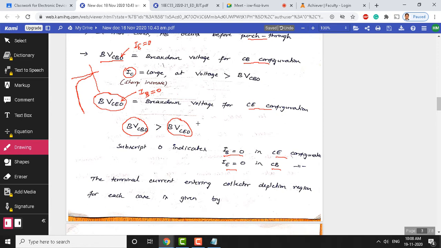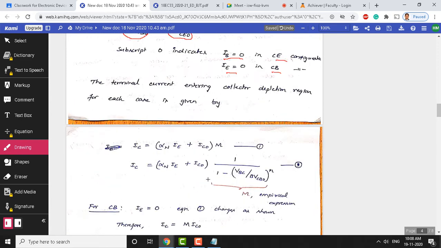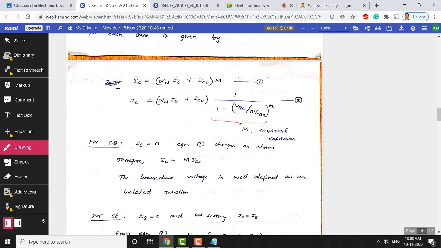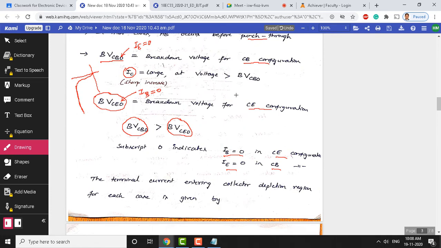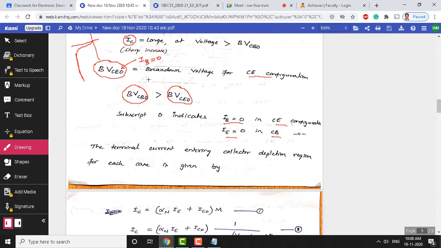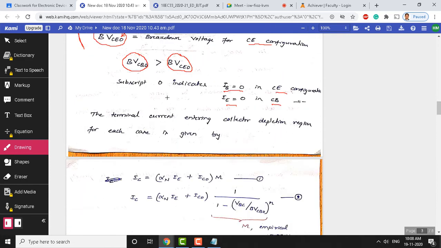Okay. So, the terminal current that enters each of the collector regions is given by this equation. Now, as I showed in both cases, when the junction breaks down, collector current is going to increase, as we have shown here. When this collector-base junction breaks down, there is a sharp increase in the collector current. The same thing happens here also in the common emitter configuration.